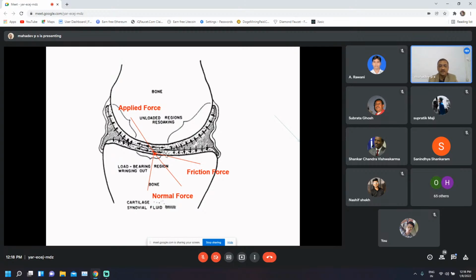So as I told, tribology is everywhere. Tribology is life. Without tribology, we cannot imagine our life itself. Everything is dependent upon tribology. Tribology is the heart of engineering. Without tribology, we cannot do anything. So here you can see the contact between the upper bone and the lower bone.